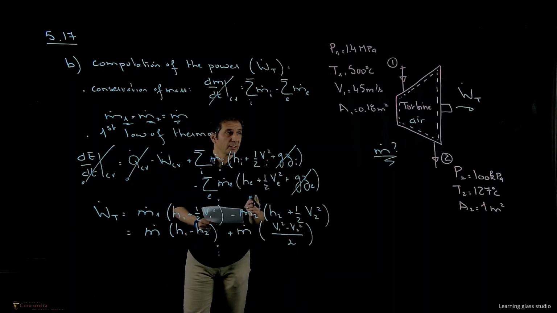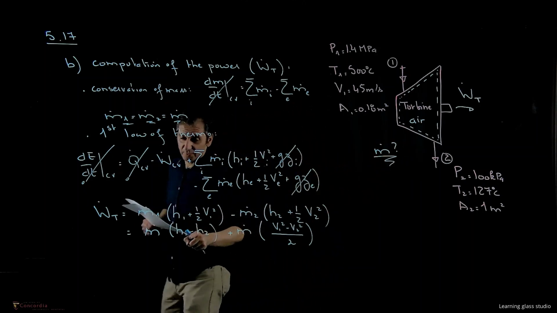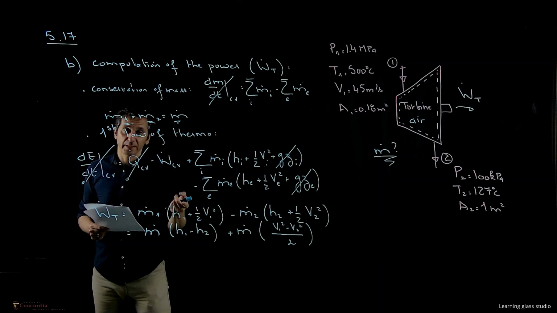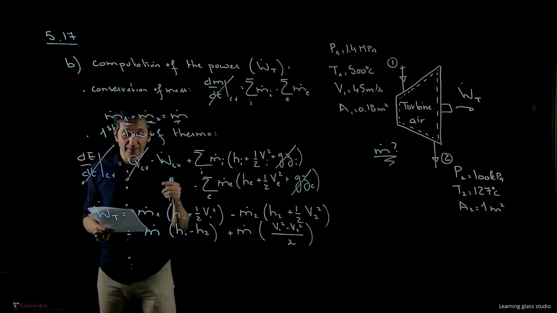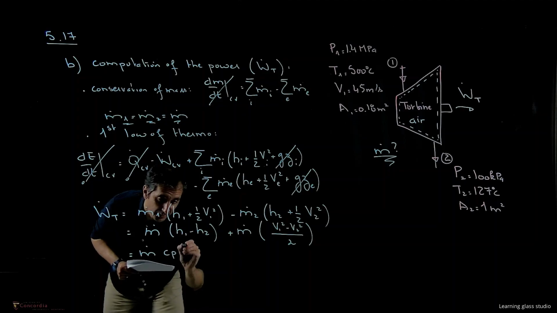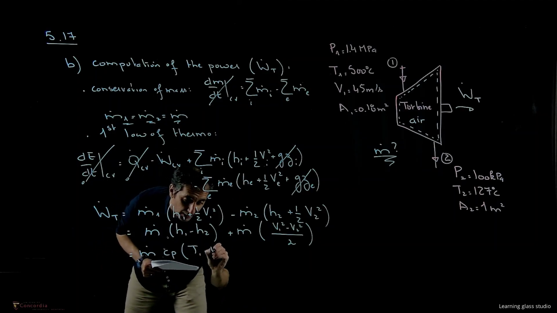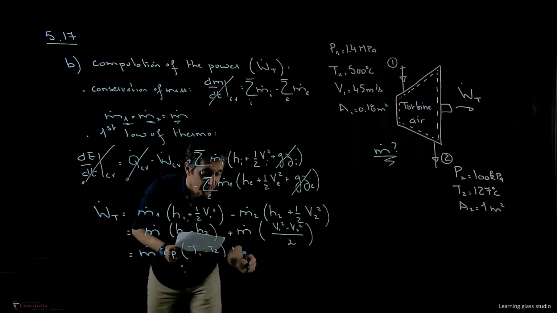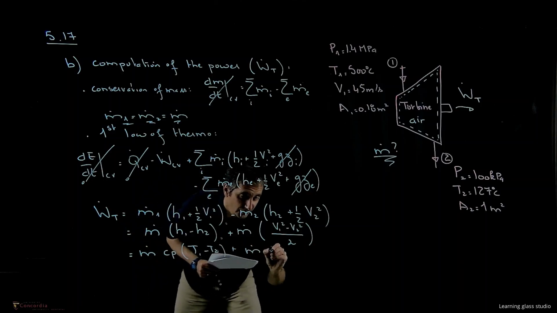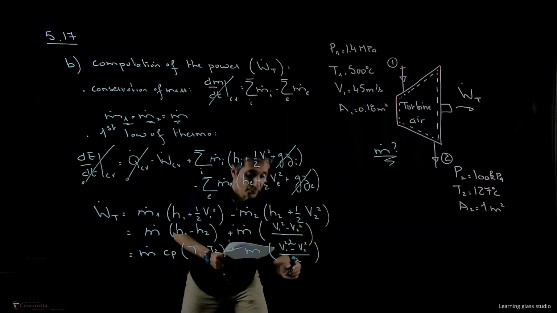Are we dealing with an ideal gas? Yes, we are. We have air. So this term, if we assume that Cp is also constant, we can write it as m dot times Cp delta T, or T1 minus T2, plus m dot times (V1 squared minus V2 squared) over 2.